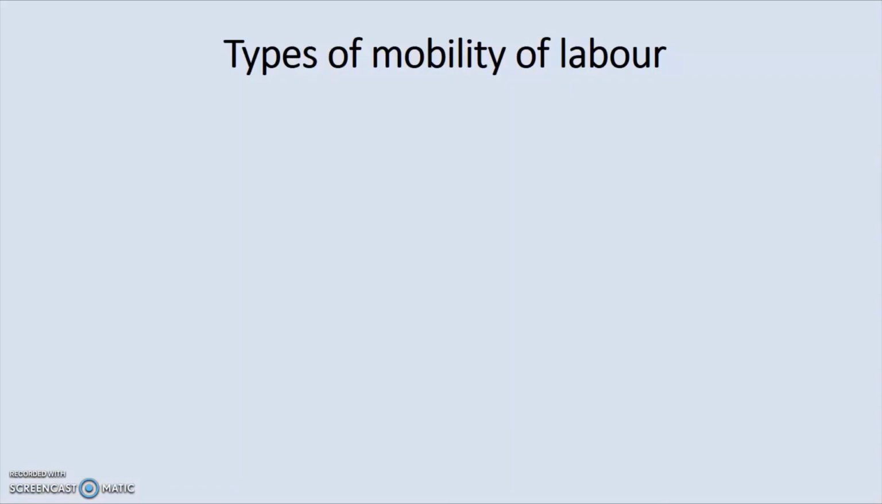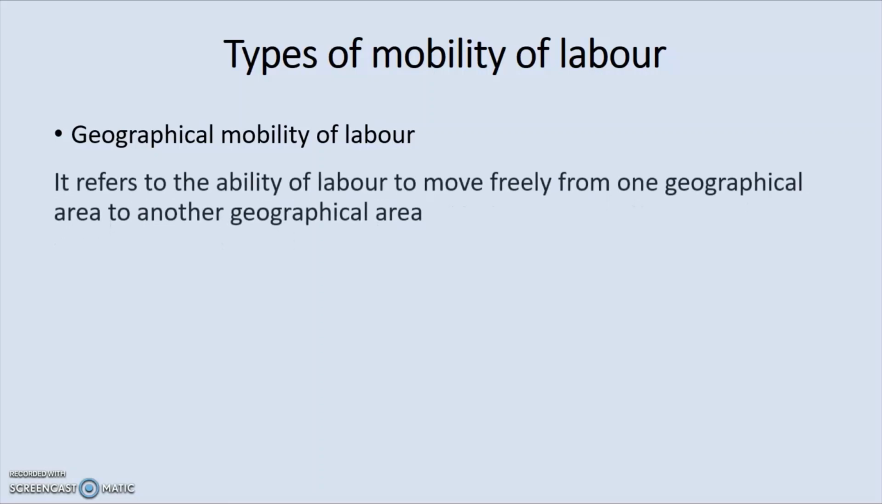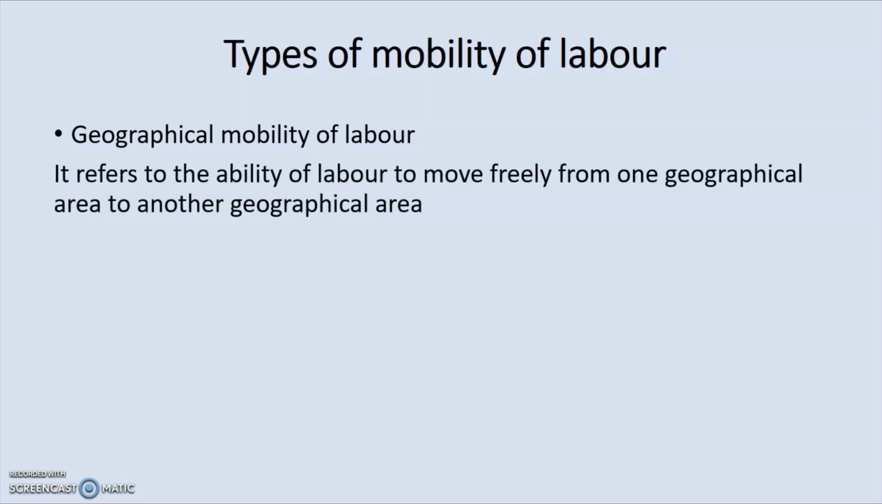Now, let's talk about the types of mobility of labor. We have two types of mobility of labor: geographical mobility of labor and occupational mobility of labor. So let's define what geographical mobility of labor is. It is the ability of labor to move freely from one geographical area to another, or from one place to another place. That is geographical mobility of labor.